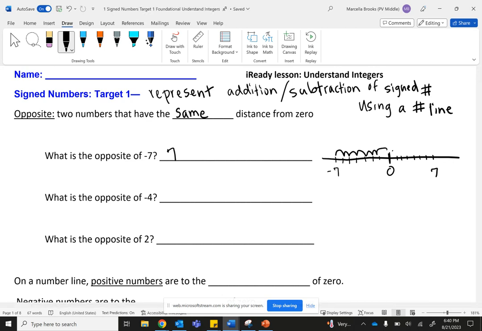Same thing with 4. What is the opposite of -4? The opposite of -4 is positive, no, it is +4. And then what is the opposite of +2? Remember, if it doesn't have any sign in front of it, it's positive. So what is the opposite of +2? It's -2.